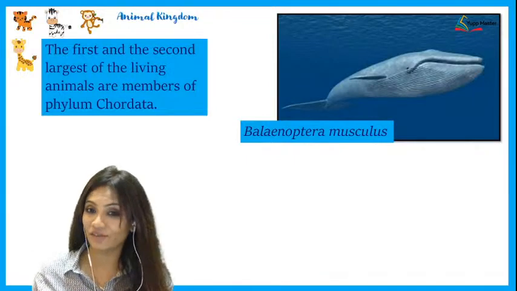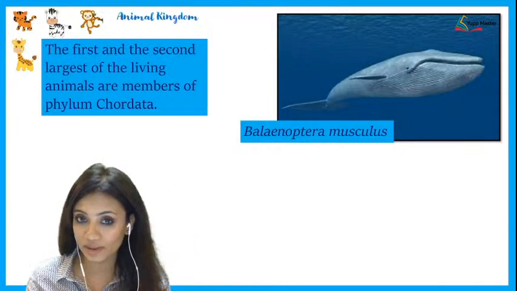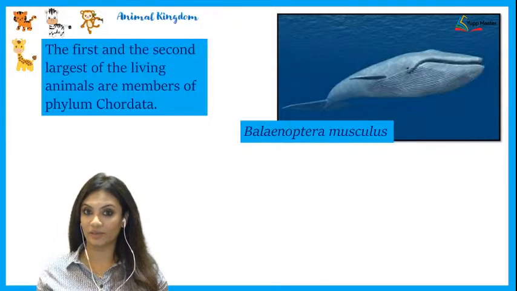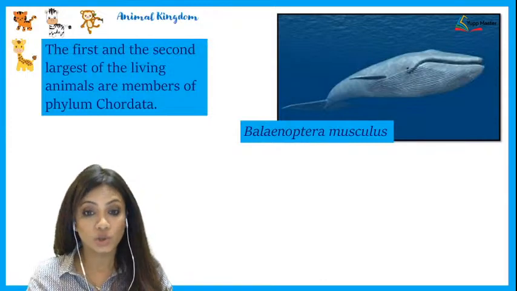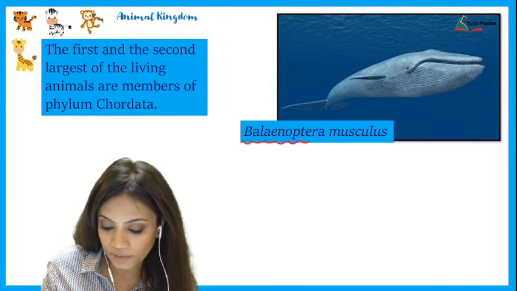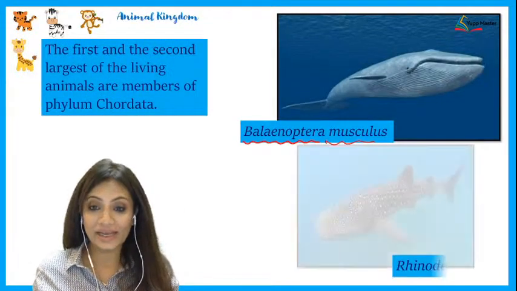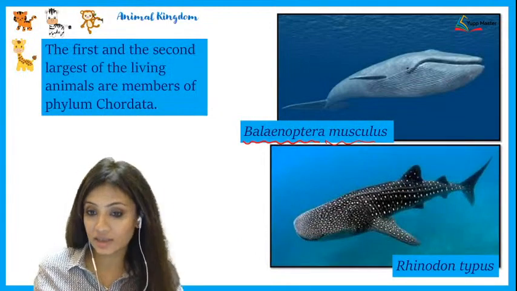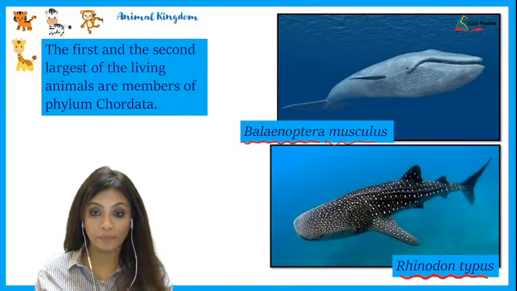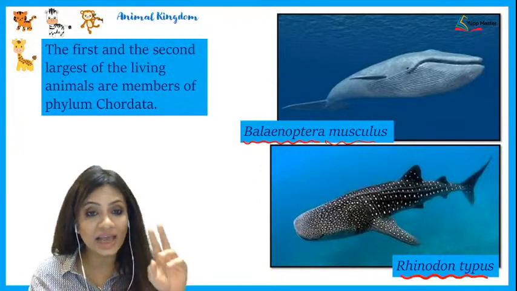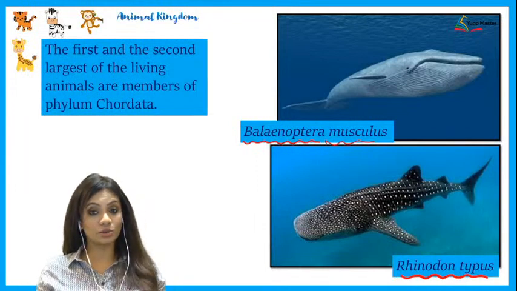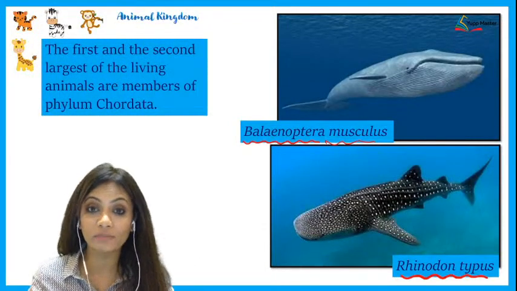And what is the scientific name for the blue whale? You've got to remember the scientific names. Remember, Kingdom Animalia means all about scientific names. That's how the MCQs come. So over here, blue whale, look at the scientific name. It is Balaenoptera musculus. And look at this one here. This is Rhincodon typus. So here we have in front of us the two largest animals on this earth, and both of these belong to the phylum Chordata.